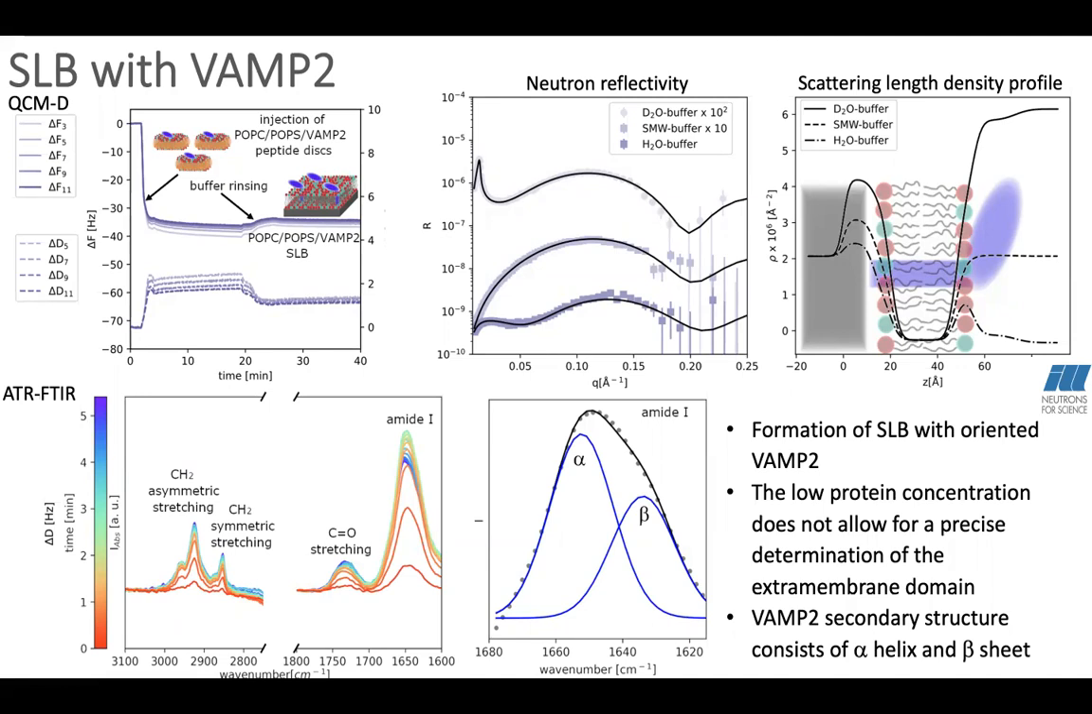So then we zoomed in and looked more closely at this band that you can see in this zoomed plot here, and notice that its shape is actually quite asymmetric, and it can be then analyzed considering two contributions. One contribution corresponding to an alpha helical structure, and the second contribution corresponding to a beta sheet structure. And this is actually in agreement with a paper that was already published on VAMP2 and FTIR data, although in this previous study, only the transmembrane domain of VAMP2 was used, and it was in a lipid multilayer system and not in a single bilayer.